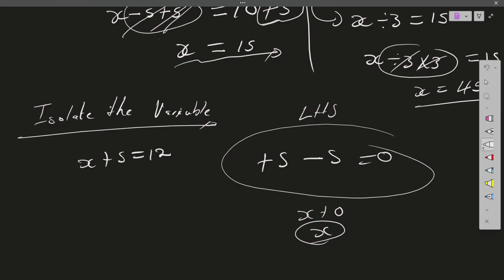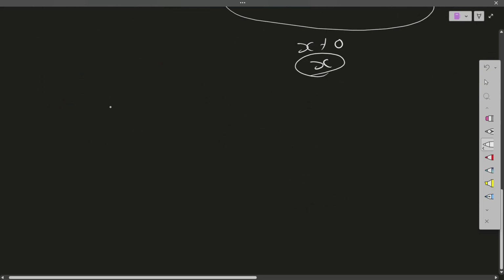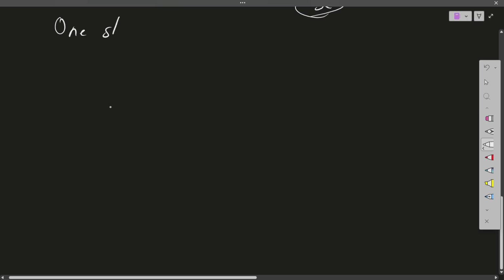And so let's start with one-step addition equations. One step addition.